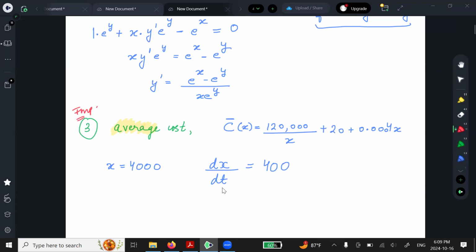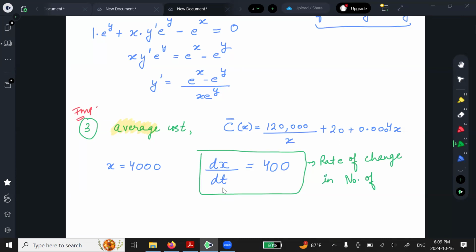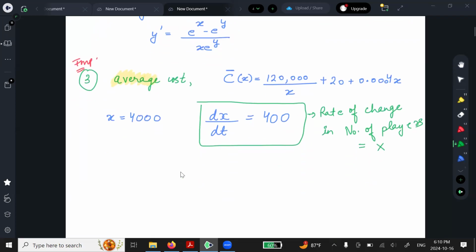If they say increasing, decreasing this many players per week, you know they're giving you the rate of change. I should say that this is the rate of change in the number of players. That's why I have x here. Rate of change in number of players, not cost, not anything else, which is x, right? That's why it's change in x per week. So far good? And because it's increasing, that's why it's positive. Can you find me dC over dt? How the average cost will change?